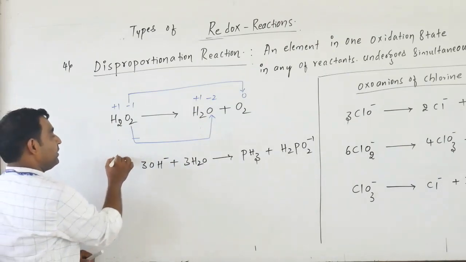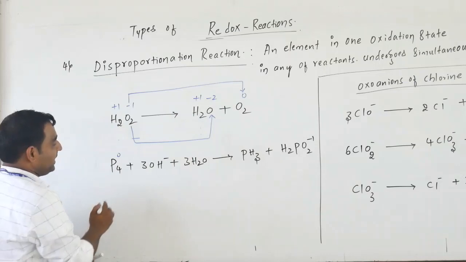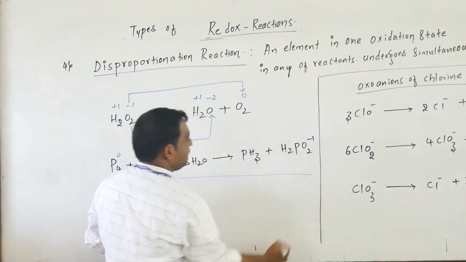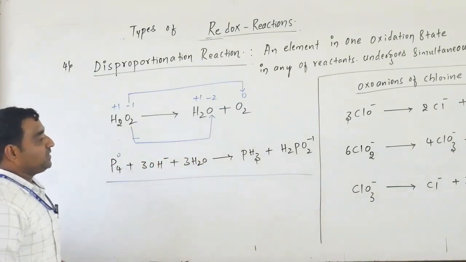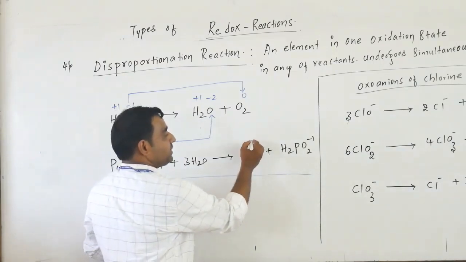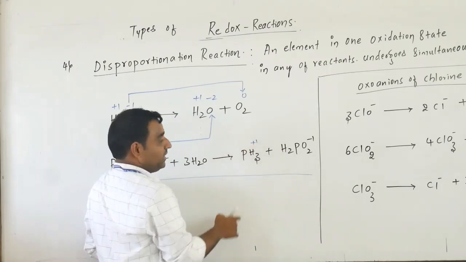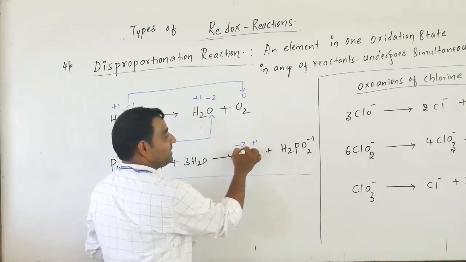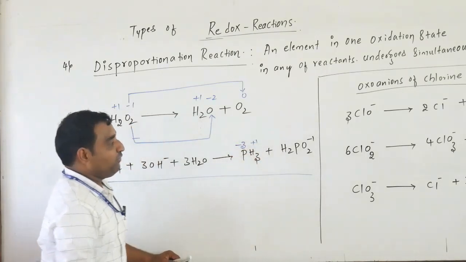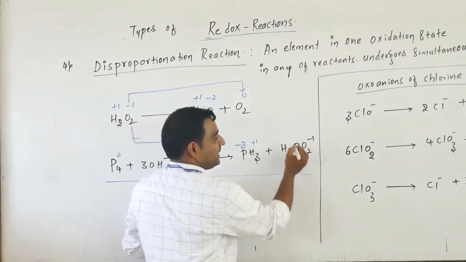So now P4 is 0 here, the oxidation state. I have written a balanced chemical equation. So now phosphorus is converted into this. It is +1 oxidation state, 3 hydrogens are there, so +3. Now phosphorus has a -3 oxidation state. If you want to calculate the phosphorus oxidation state, it is actually +1.